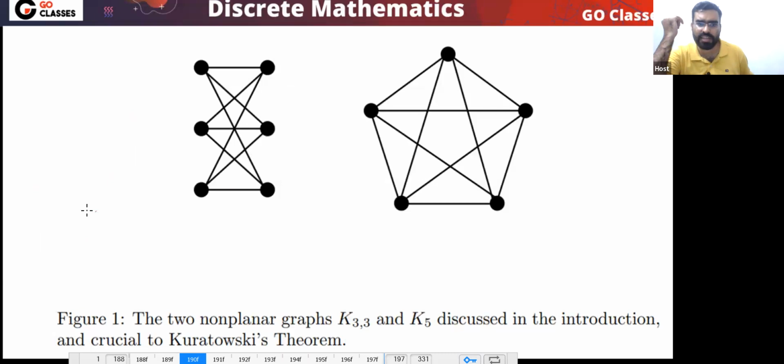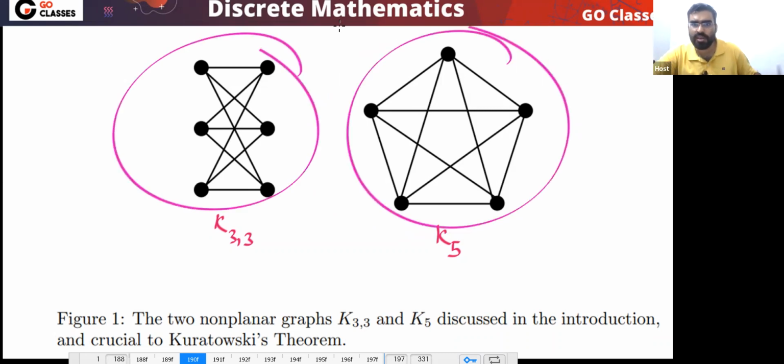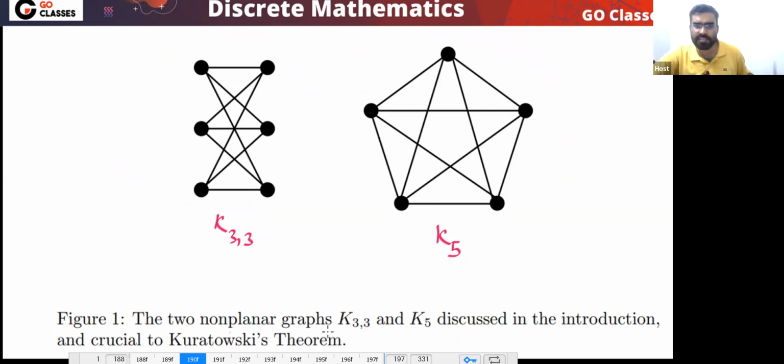Do you know that these are the graphs that are not planar? These two graphs are not planar, right? K33 and K5. These are not planar. And there is one more interesting point. These are the smallest non-planar graphs. And also one more interesting thing: every non-planar graph has one copy of one of them. So basically, these are the core reasons for non-planarity.